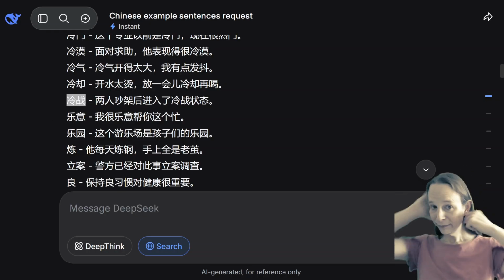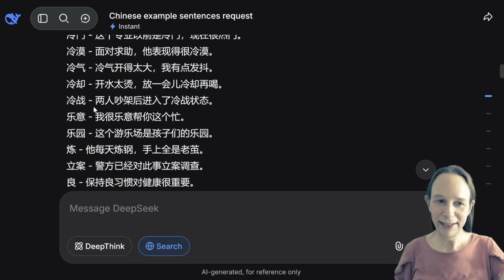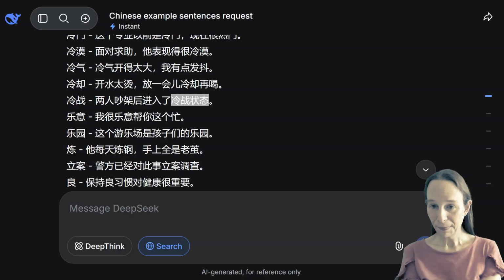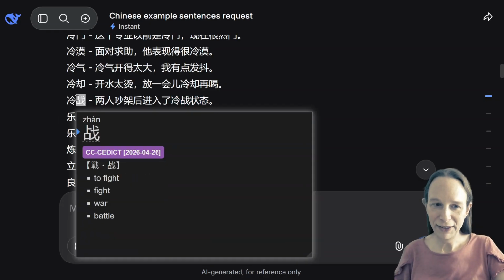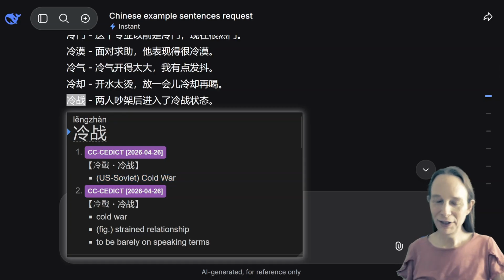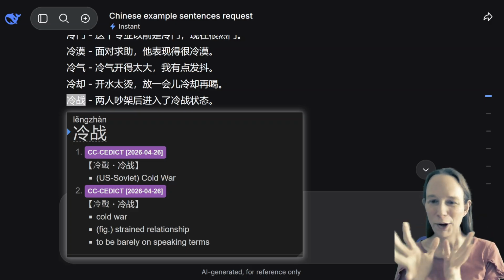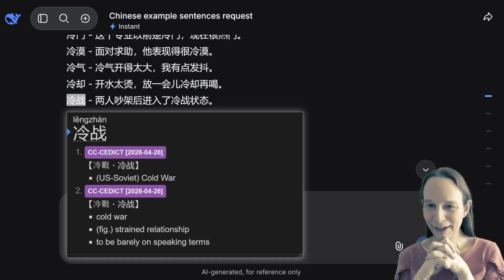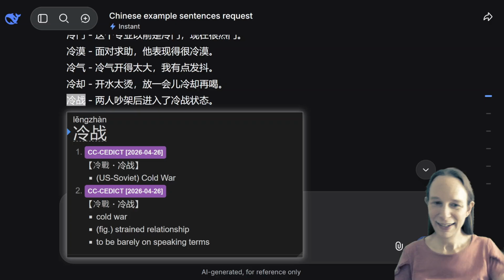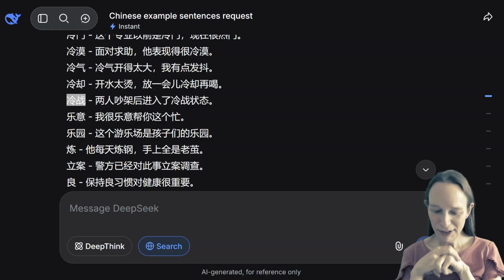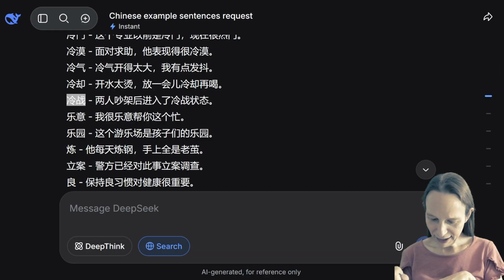冷战. I mean, you can probably guess what it means. It's literally Cold War. 两人吵架后，进入了冷战状态. Yeah. So 冷战 literally refers to the Cold War. It also refers to a kind of war of words, where you're not actively fighting, but you have strained relations. It can be between people, but it can also be between countries and so on. 冷战.